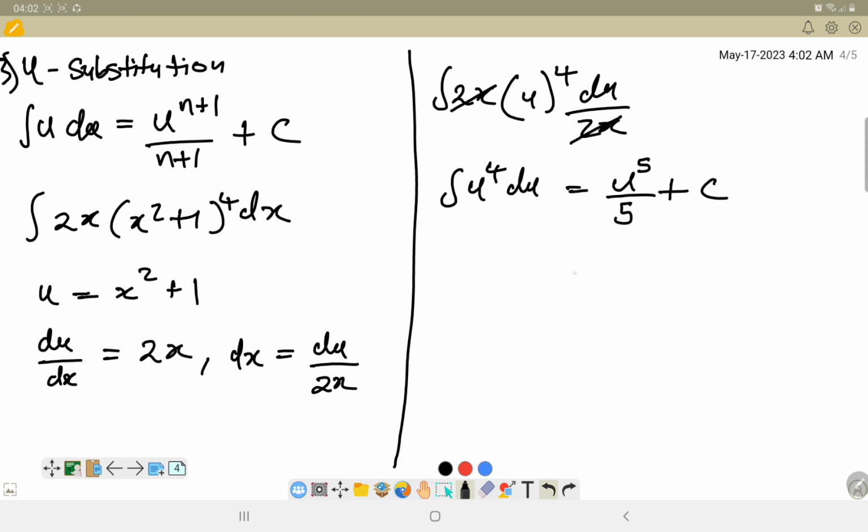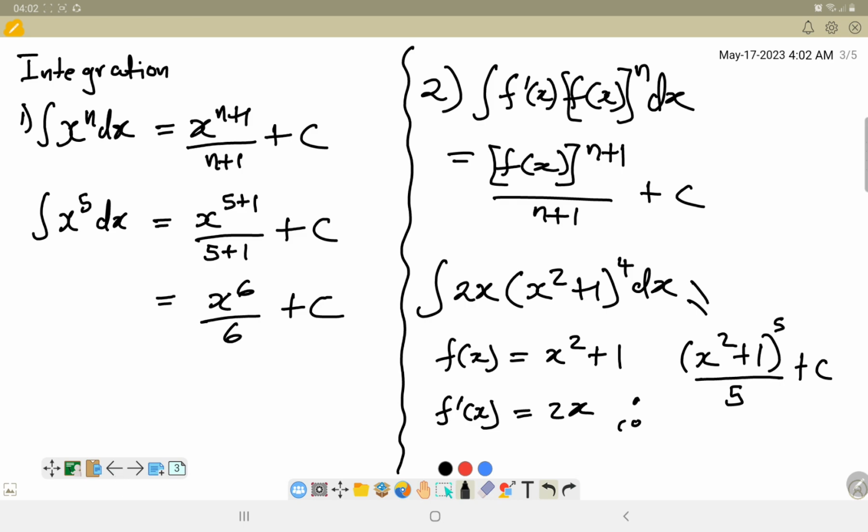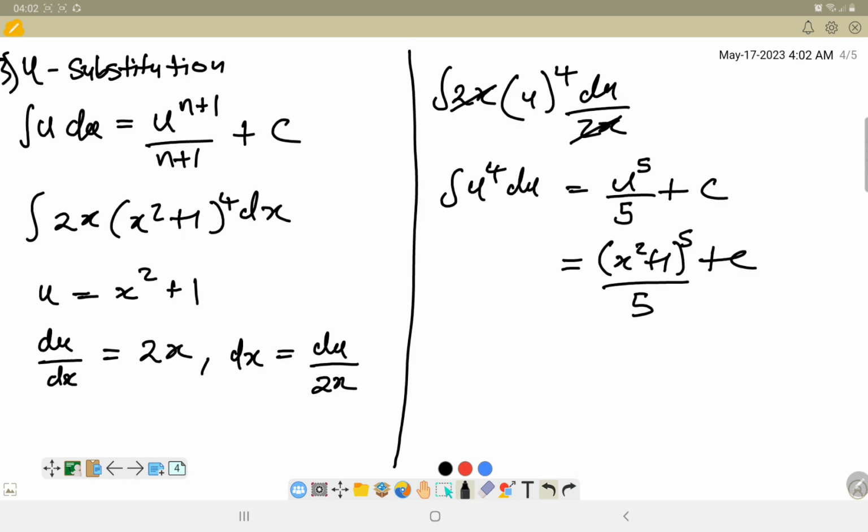Then because we were working with x variables, we have to substitute back our u, which was x squared plus 1, giving x squared plus 1 to the power 5 over 5 plus c. So these answers are the same. U substitution may seem to be a little bit longer, but it always works perfectly.